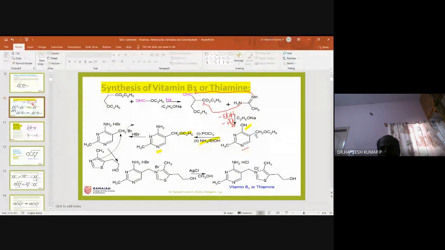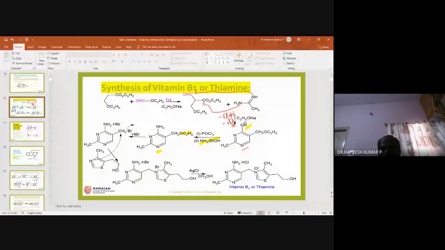So once the pyrimidine is obtained, in the first step it's phosphorus oxychloride, phosphorus oxytrichloride or phosphorus oxychloride, both are the same. So what is the role of phosphorus oxychloride? Its role is to convert a hydroxy group into chloro. That means phosphorus oxychloride takes up this OH and gives Cl over here. That means phosphorus oxychloride acts as a chlorinating agent. It converts hydroxy group into chlorine.